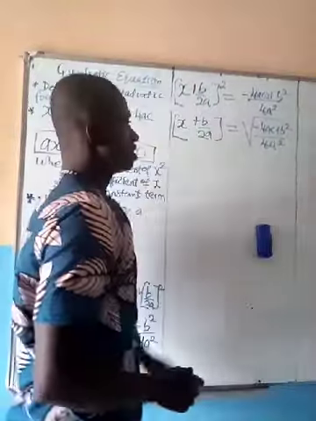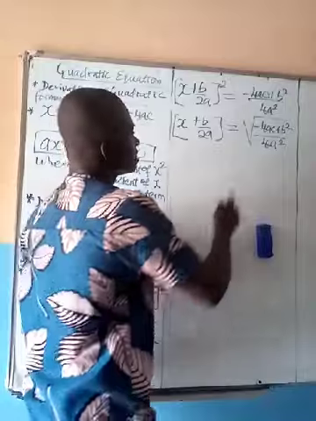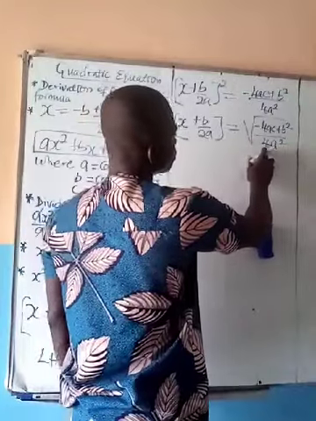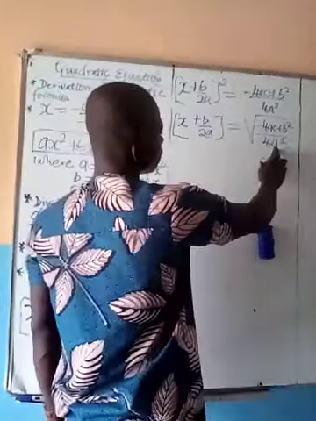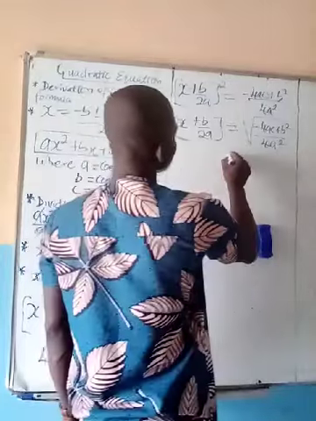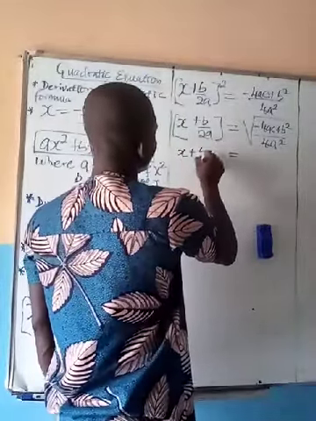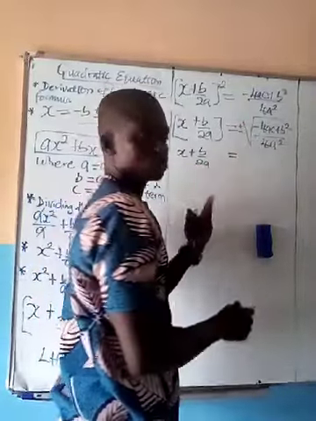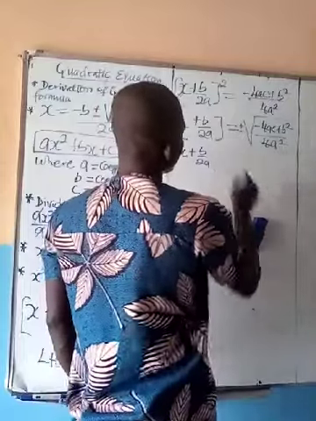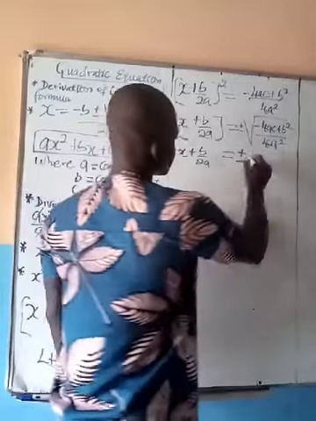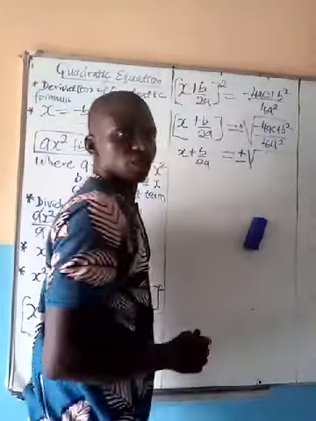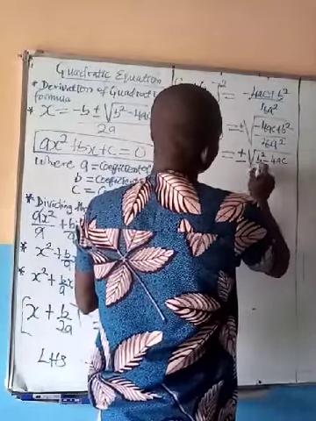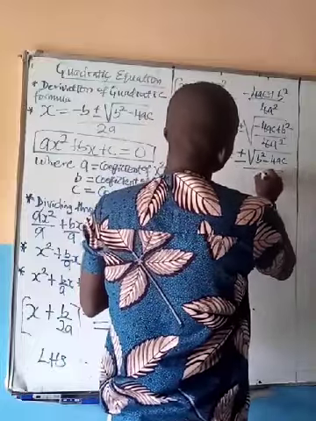If you consider this expression, you observe that we can still rewrite this to be b squared minus 4ac. And also, the square root of 4 is 2. The square root of a squared is a. So that we'll be having this expression to be x plus b over 2a is equal to plus or minus, because we are taking square root. There must be two roots. So we have plus or minus the square root of b squared minus 4ac, then over 2a.